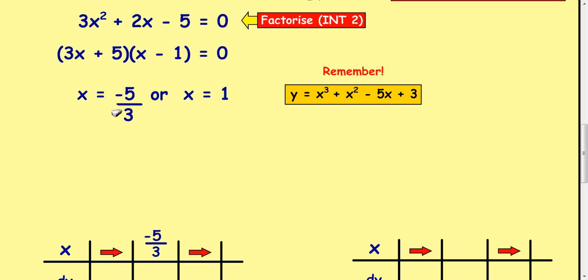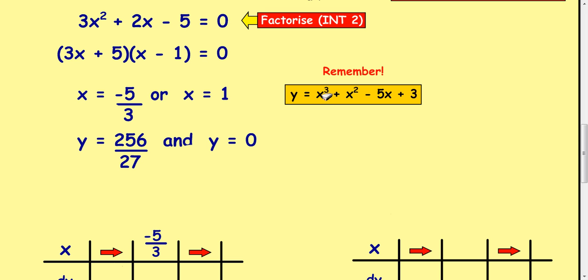Now to find the y values here, you substitute these x values into the original equation. 1 is easy enough to do, and that works out as 0. 1 plus 1 take away 5 plus 3. Negative 5 over 3 is a bit trickier. I'm not going to go through this right now, but it comes out as 256 over 27.